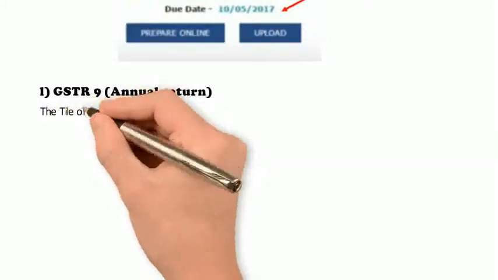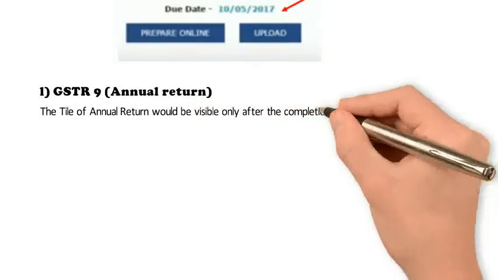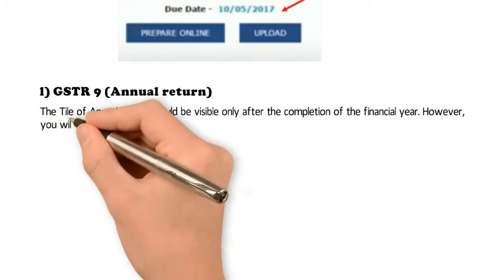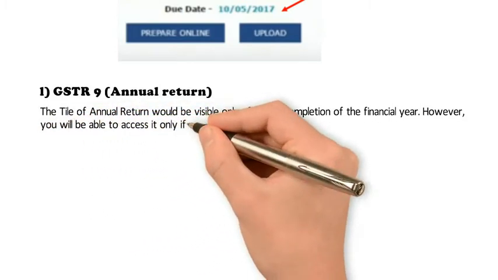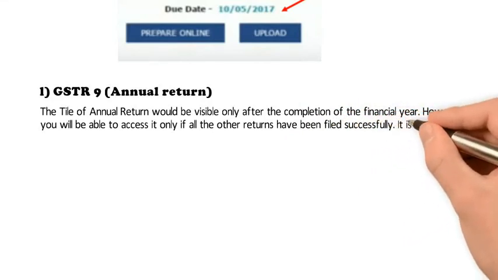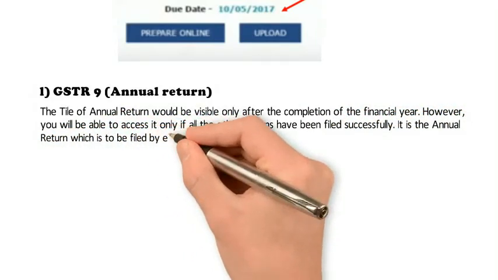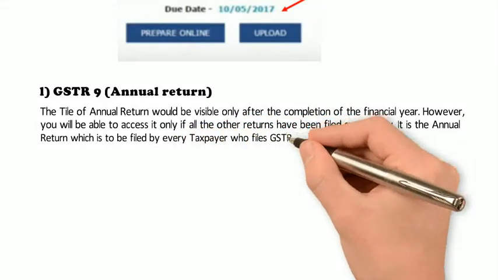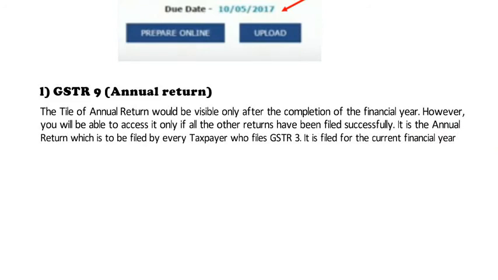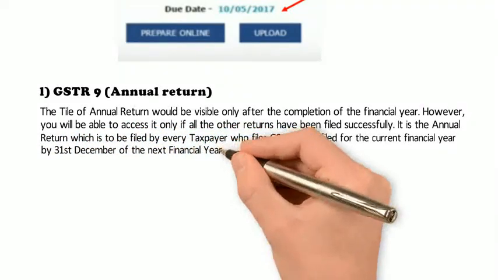GSTR 9, Annual Return. The tile of Annual Return will be visible only after the completion of the financial year. However, you will be able to access it only if all the other returns have been filed successfully. It is the annual return which is to be filed by every taxpayer who files GSTR3. It is filed for the current financial year by December 31st of the next financial year.